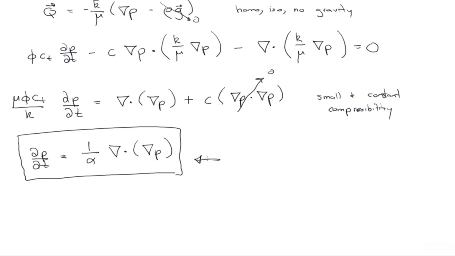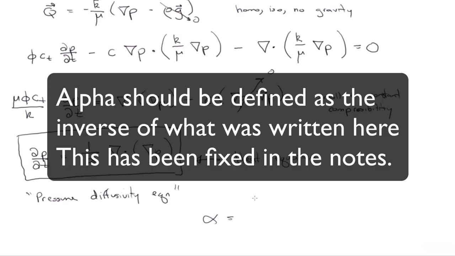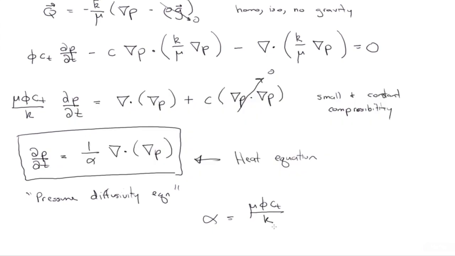And this guy is known in mathematical circles as the heat equation, or in our context, it's the pressure diffusivity equation. And of course, alpha is just this constant over here, mu phi ct over k.